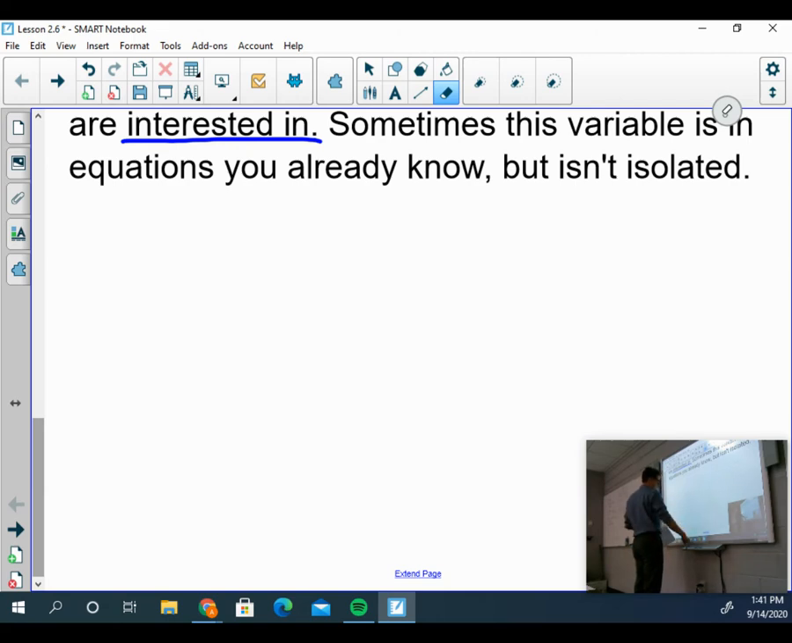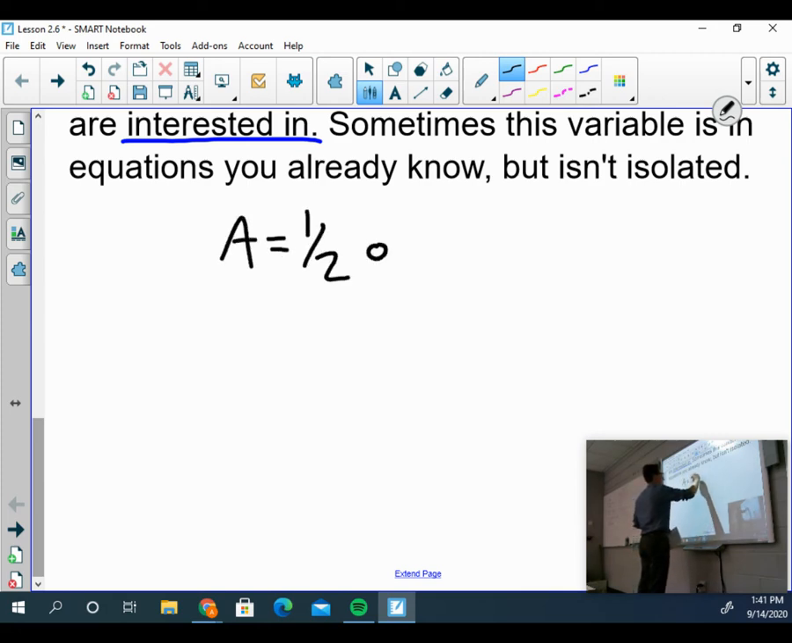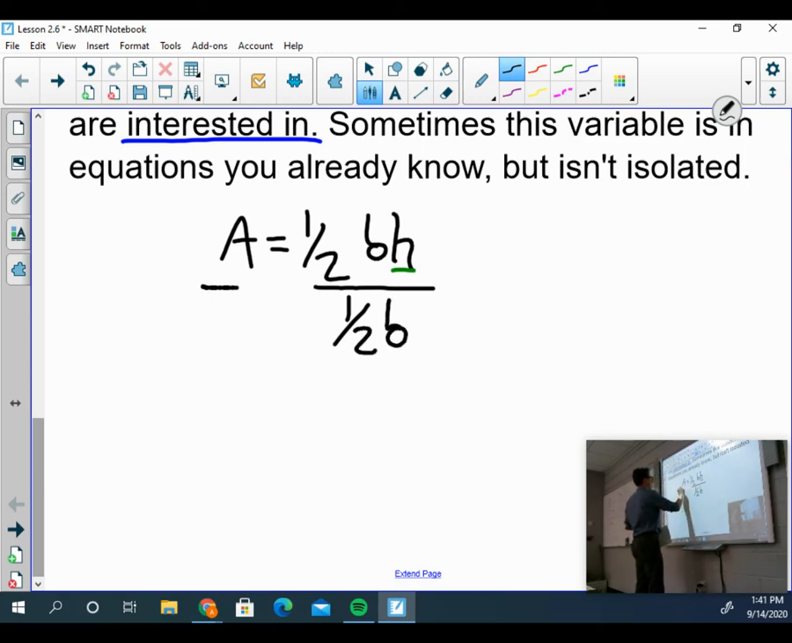Let's say we have area equals 1/2 base times height. This is the formula for area of a triangle. But let's say I know the area and I'm trying to figure out the height. What am I going to do? Well, I need to get height by itself. I notice that 1/2 and b are both being multiplied by h. If you want to do it in 2 steps, you can, but in 1 step, because both are multiplied by h, I'm going to divide both sides by 1/2 b.